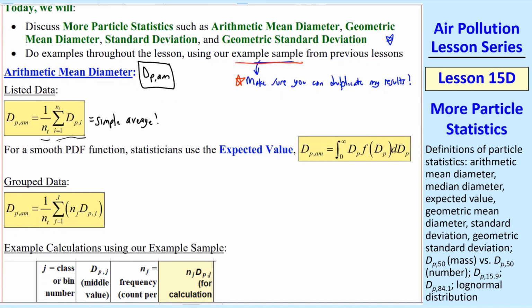In all these equations, remember, I'm using I when you have listed data, but I use J when we have bins or groups or classes. Let's call this DPAM number, a number in parentheses because we're doing a number distribution here in this example. If we were doing a mass distribution instead, we would call this DPAM mass.